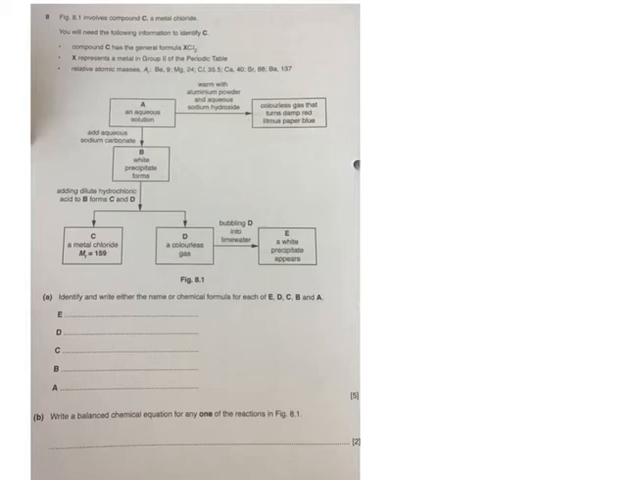Today we will be looking at the question from the 2017 paper 3, question 8 for the combined chemistry part. Alright, so let us take a look at the question. You will need the following information to identify C. Compound C has the general formula of XCl2. X represents a metal in group 2 of the periodic table. Relative atomic masses, Ar, of the following elements are given as such.